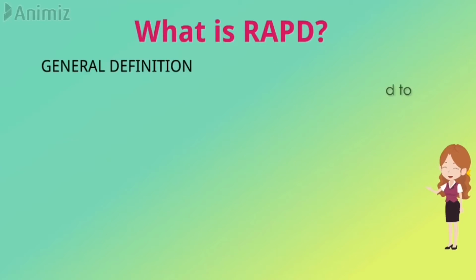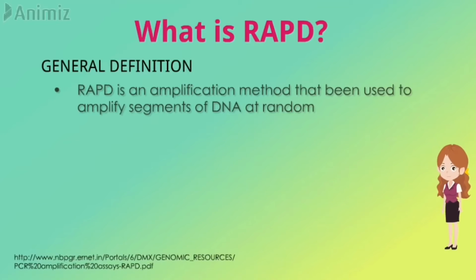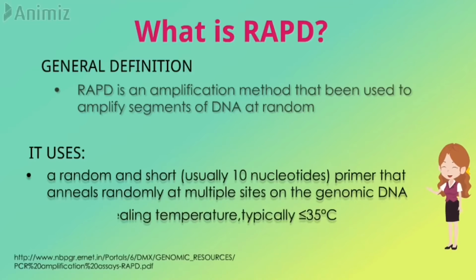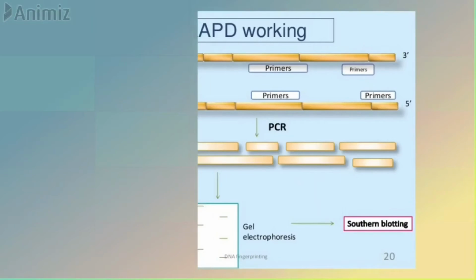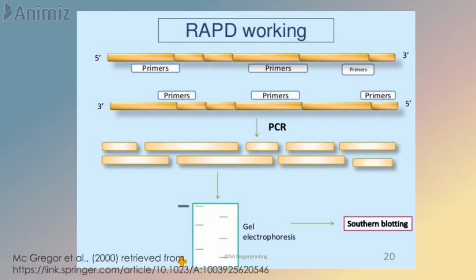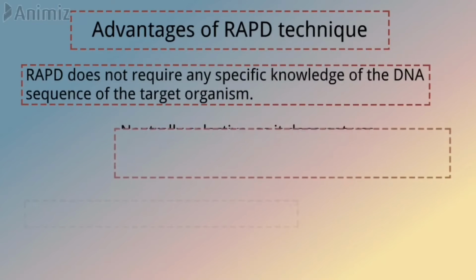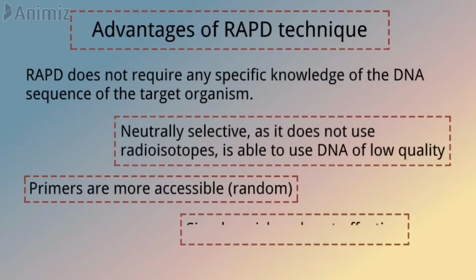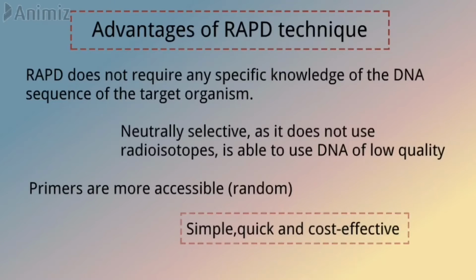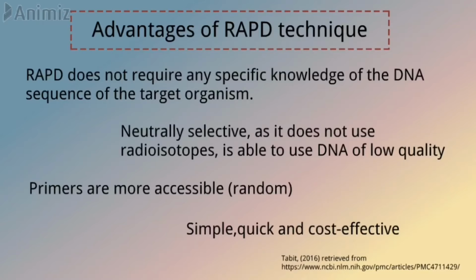RAPD is generally defined as a molecular or amplification method used to amplify segments of DNA at random. It uses random, short primers that anneal randomly at a low annealing temperature. So this is the working step for RAPD that utilizes many short primers. There are a few advantages of the RAPD technique that make it better than other molecular techniques.